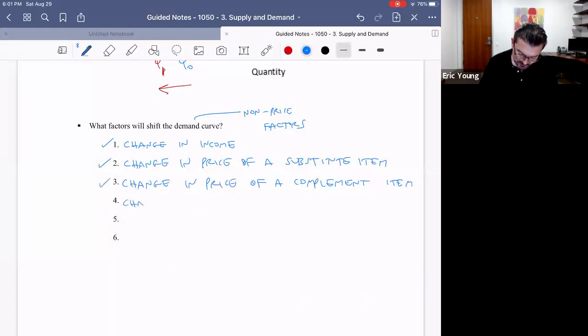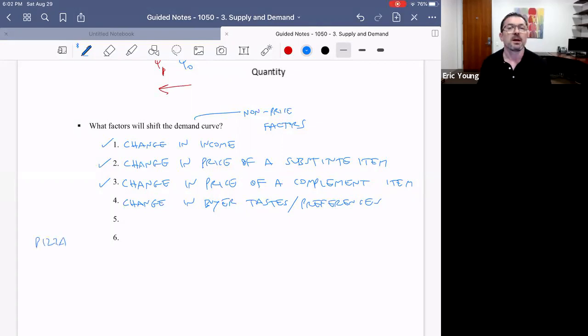How about this? A change simply in buyer preferences. We'll say a change in buyers' tastes and preferences. Simply put, if for some reason, we're still talking about pizza as our item, if for some reason buyer preferences change either toward pizza or away from pizza, people will buy more or less pizza. Suppose that a study comes out that says that eating pizza will make you much more attracted to the opposite sex. Well, if that's the case, you're gonna probably want to have some more pizza.